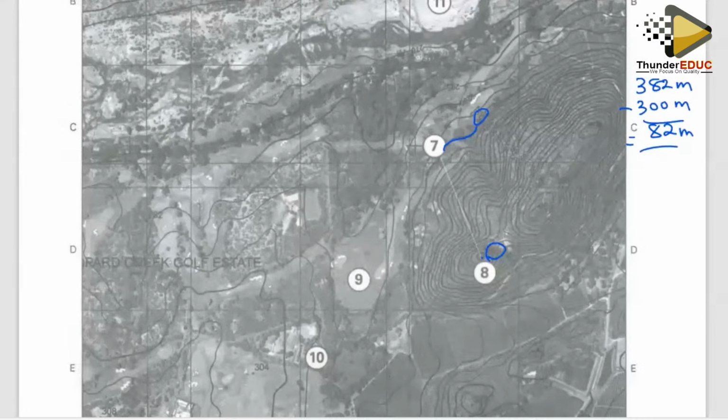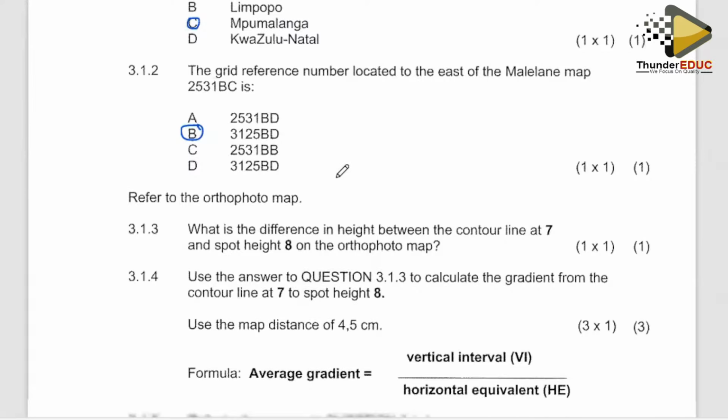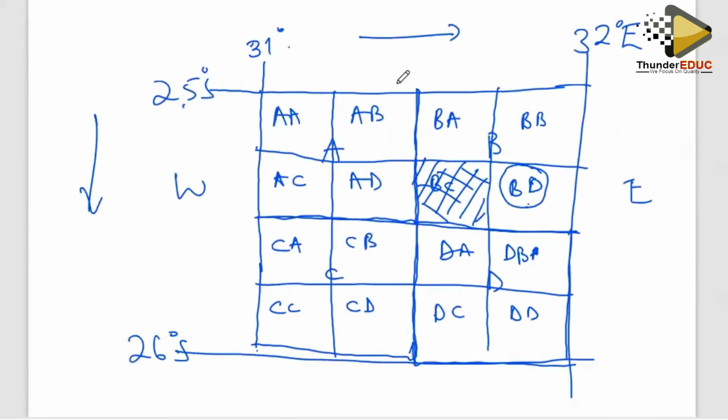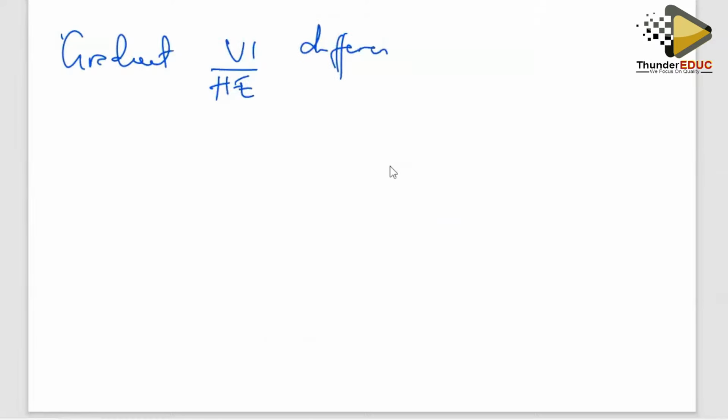Right. Then the next question is saying, use the answer in question 3.3.1 to calculate the gradient from the contour line at 7 to spot height 8. Use a map distance of 4.5. Right, we'll do the calculation. When you're looking at it, our formula says gradient is equal to VI over HE. The VI, what we call the vertical interval, is the difference in height between the two given points.